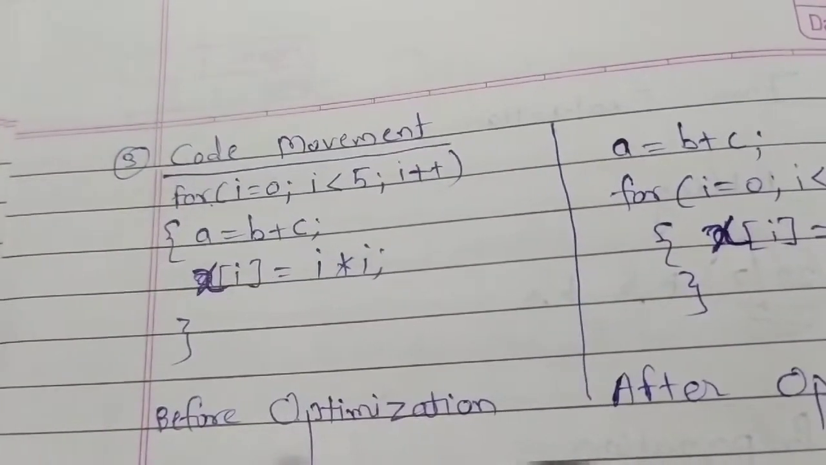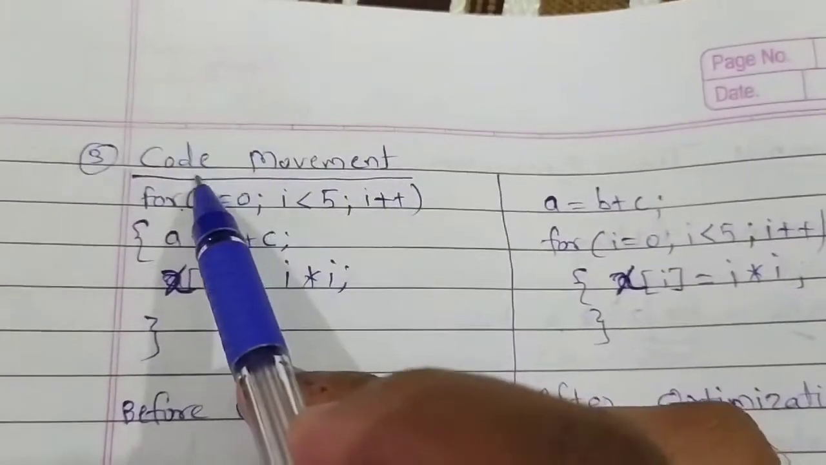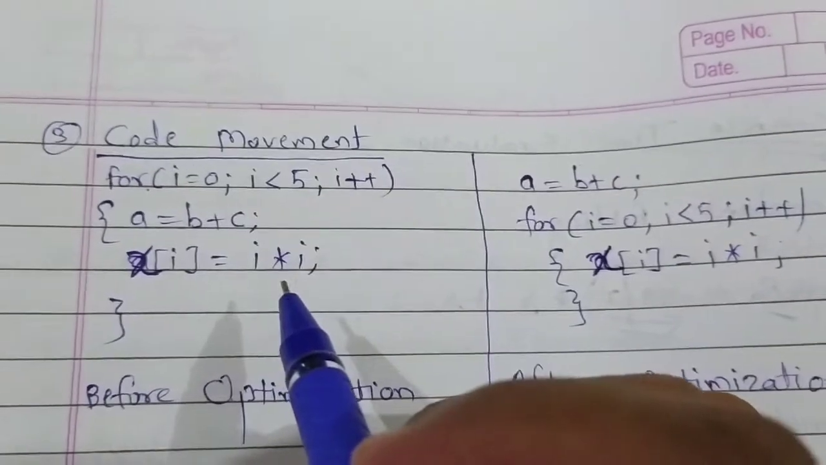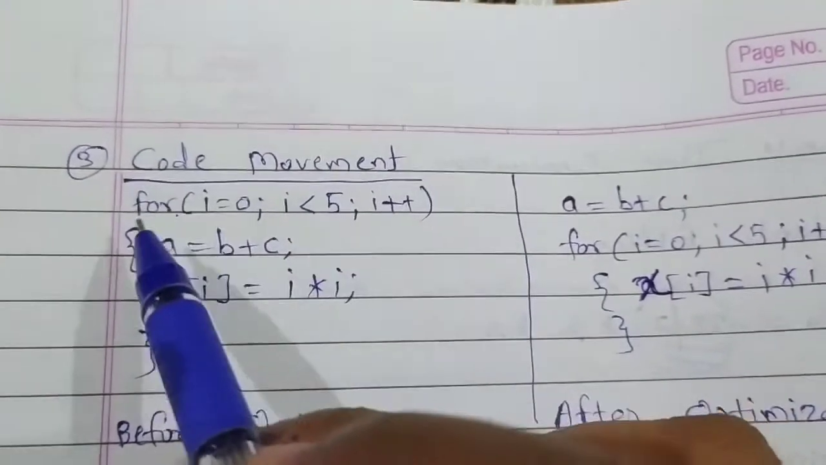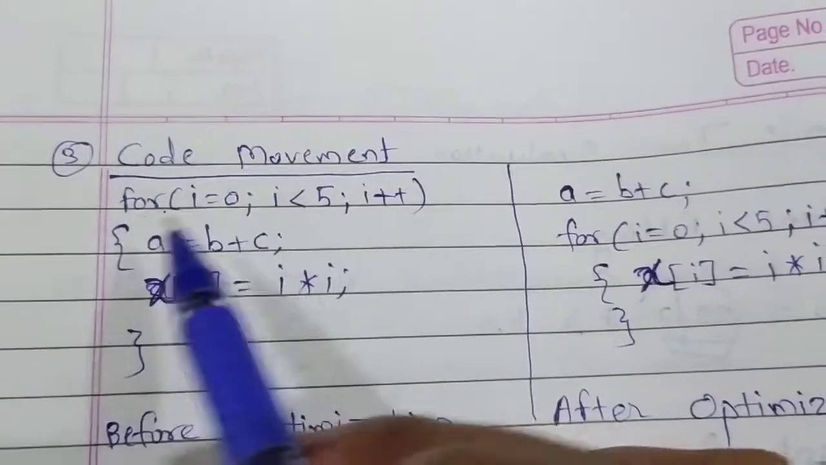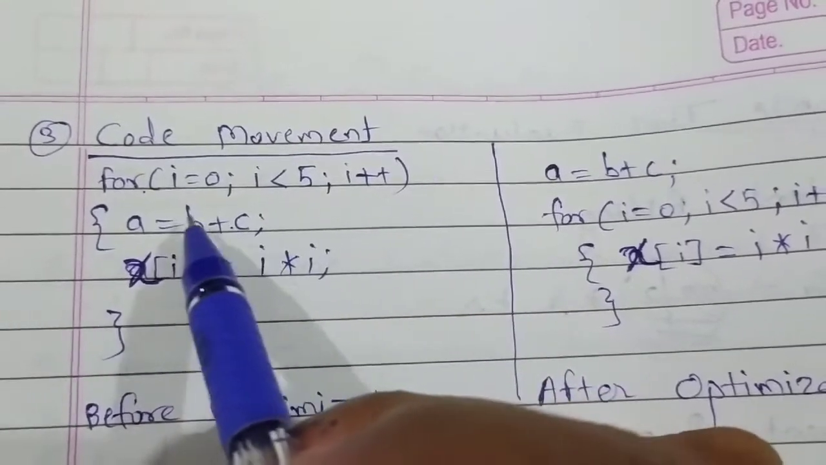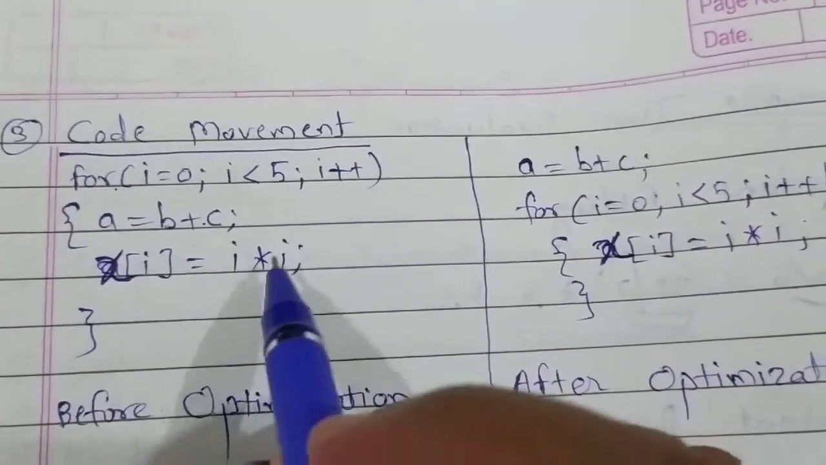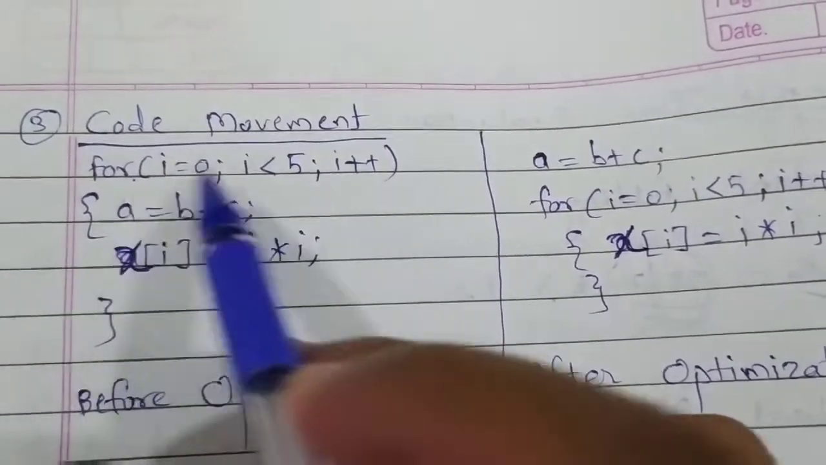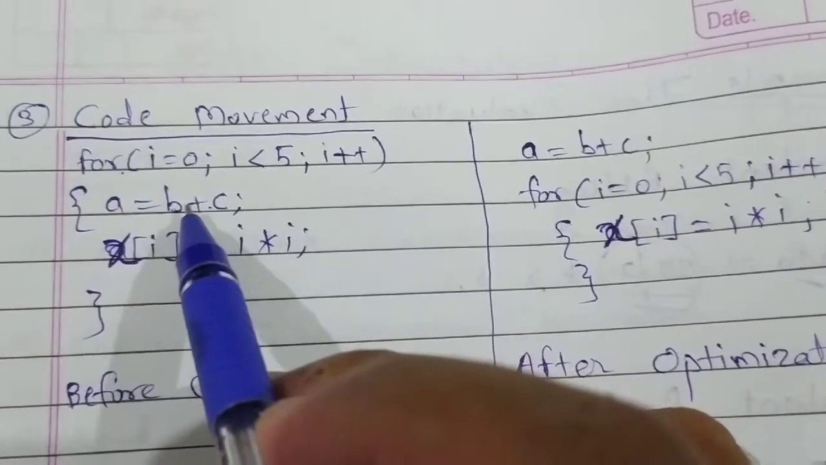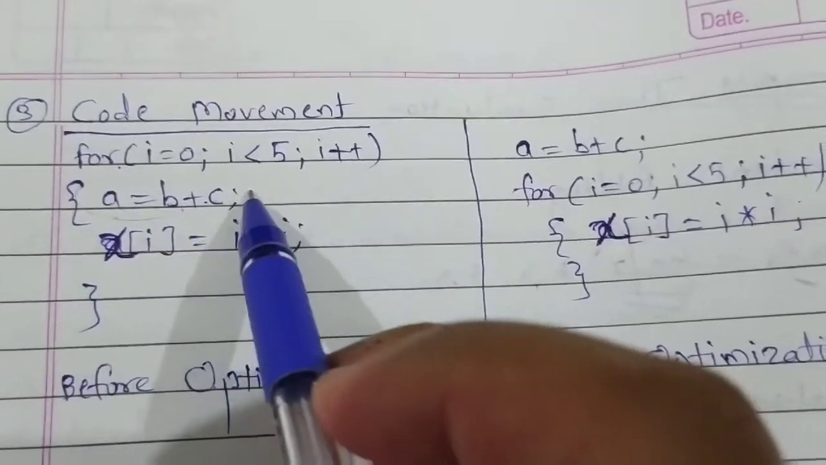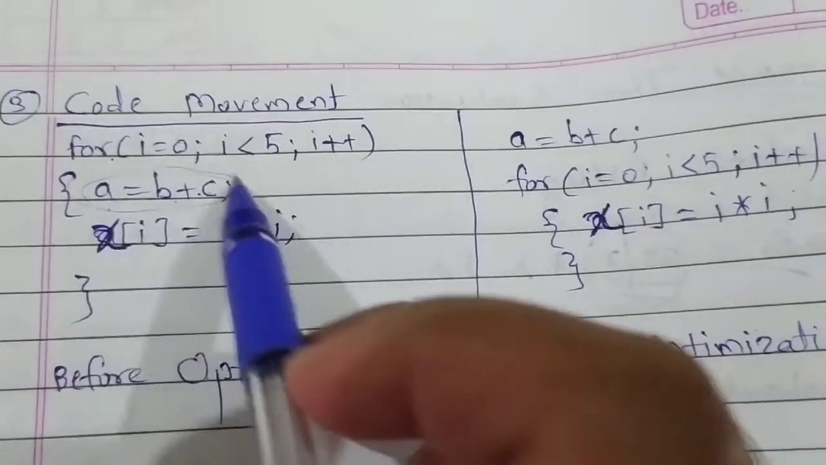Next technique for code optimization is code movement. Sometimes what happens, just because of the position of an instruction, it increases the computation. For example, look at this for loop. Here this loop will iterate for 5 times. So each time it is adding these two variables and saving the result into a, and then it is computing the square of i and saving it here. Now for 5 times it will find the addition of b plus c and save it into a. Now it doesn't require to execute this expression or instruction 5 times.